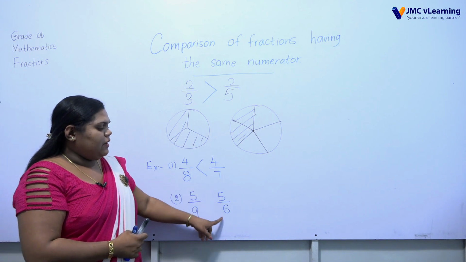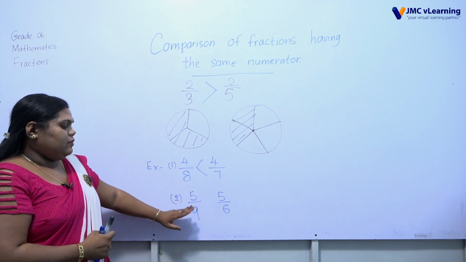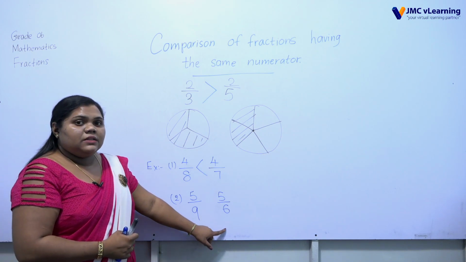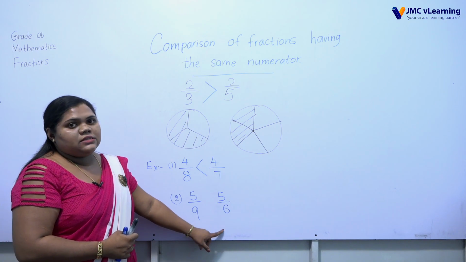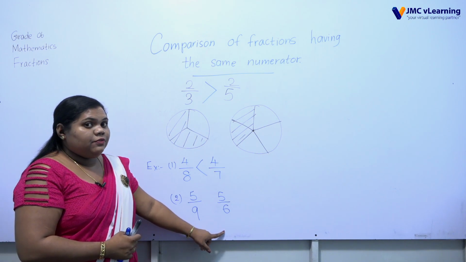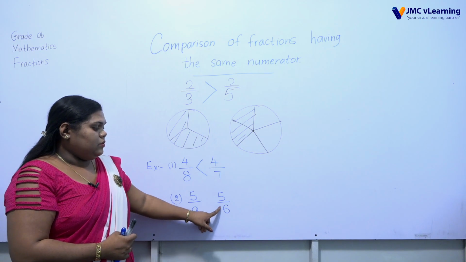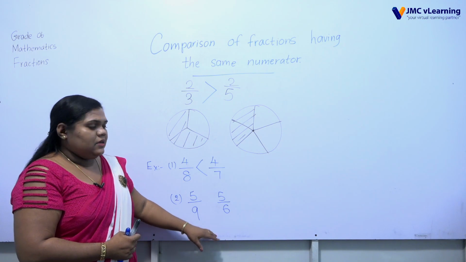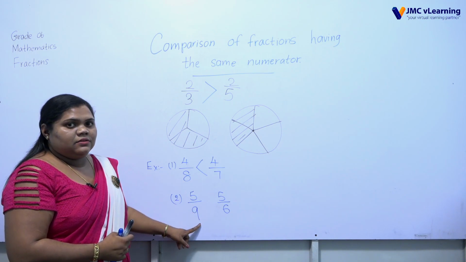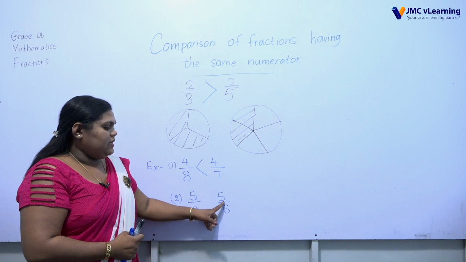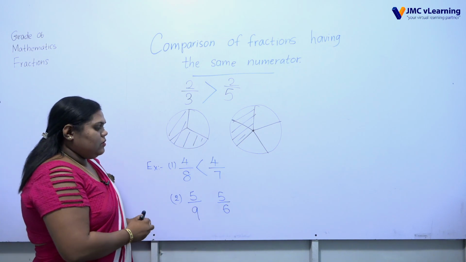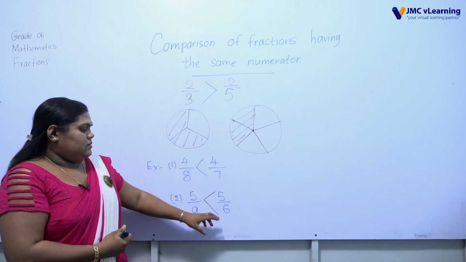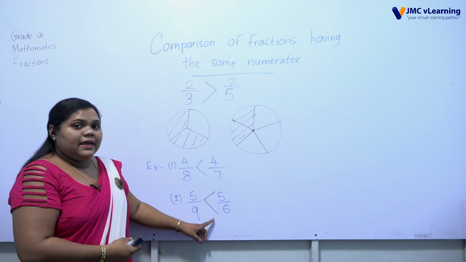Okay. Now what about this one? 5 out of 9 and 5 out of 6. In here also, what are the denominators? 9 and 6. If you want to find the bigger one, you want to find the smaller denominator. 6 is smaller than 9. So the fraction with the smaller denominator gives the bigger fraction. So you have to draw the symbol like this.